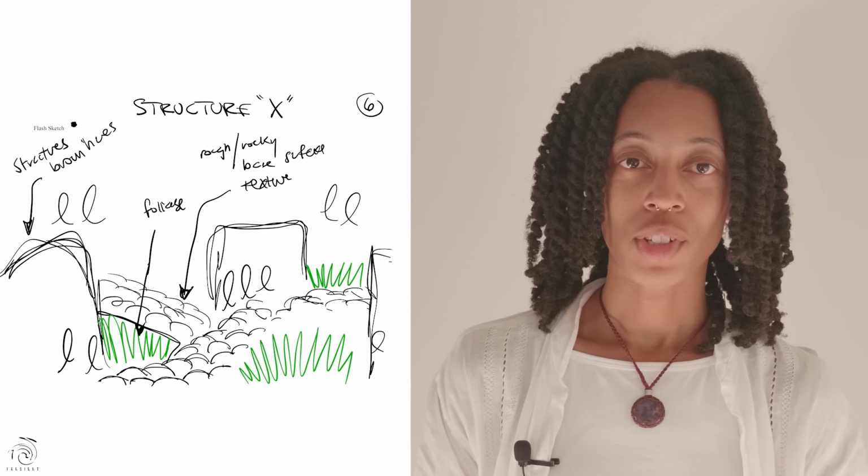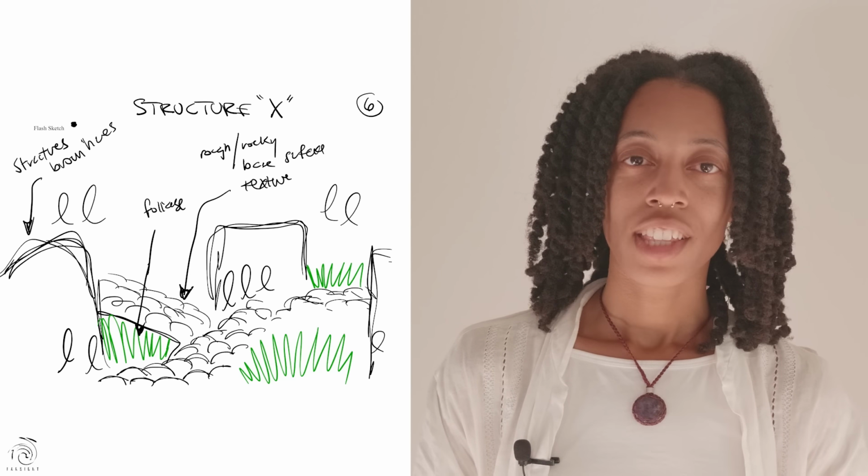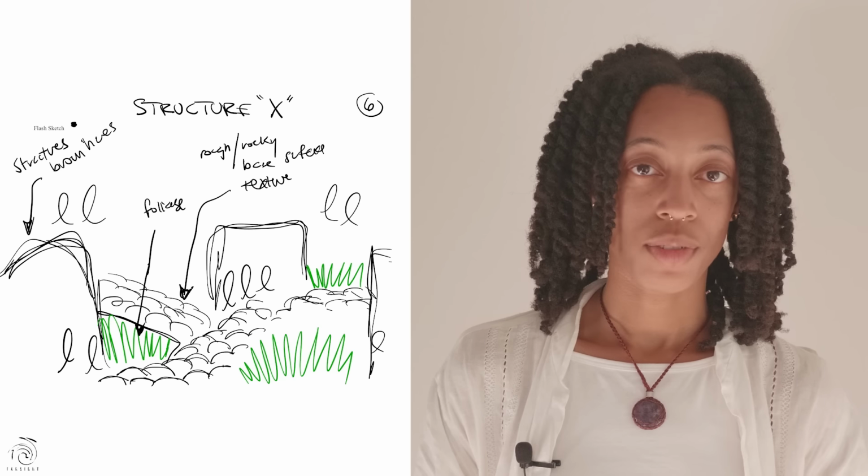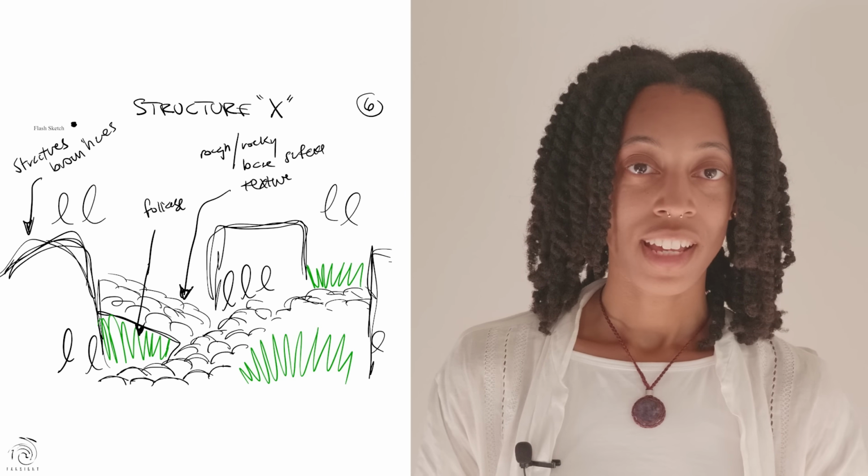Here, I'm picking up a structure with brown hues. There's foliage nearby, and I have a rough, rocky base surface texture with multiple subjects nearby. I'm labeling this area Structure X.